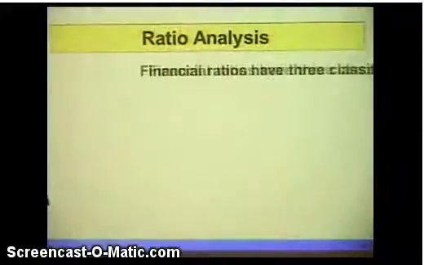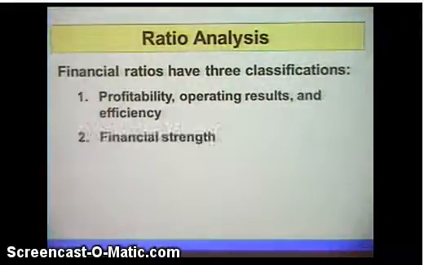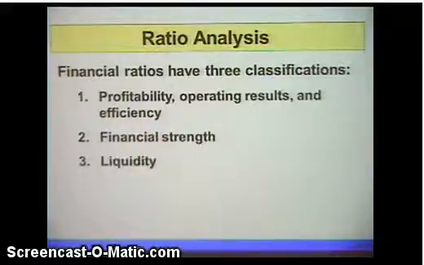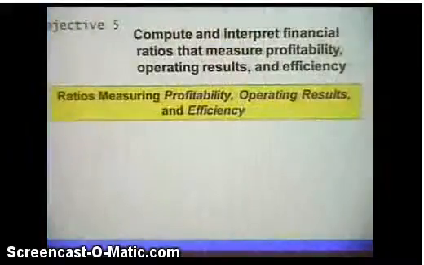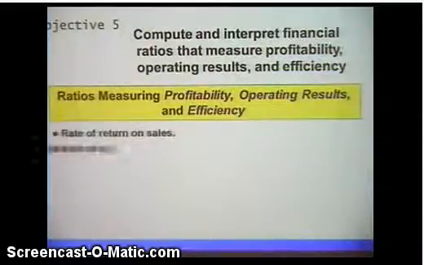Okay. We've got three classifications. We've got some that measure profitability and results and efficiency. We've got some that measure financial strength and liquidity. Let's look at the ones for profitability.